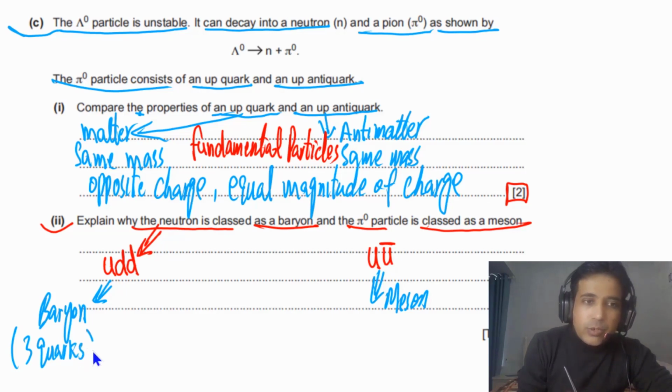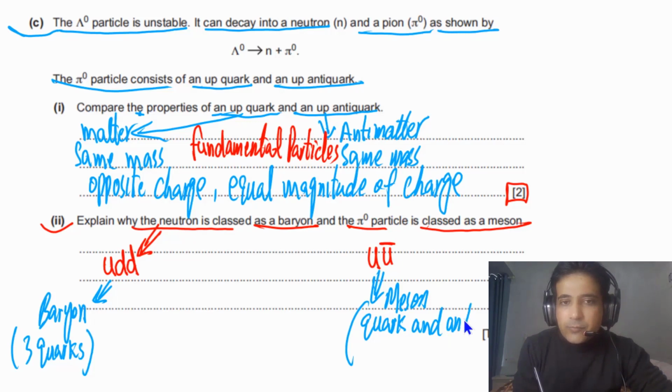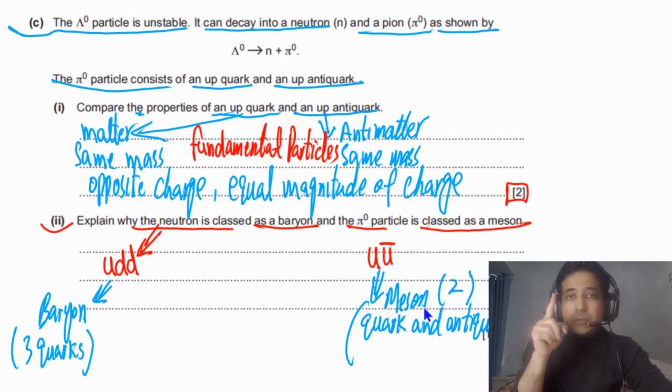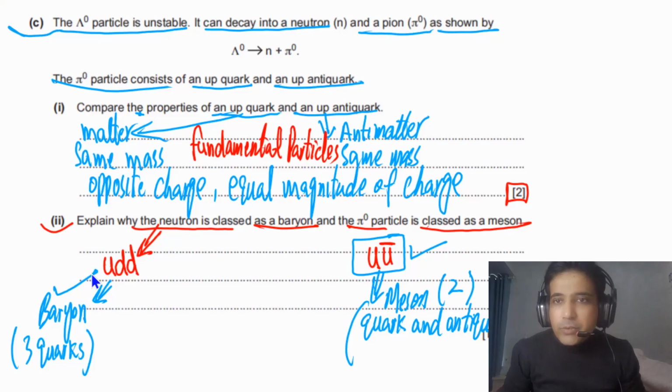Meson consists of quark and anti-quark. I mean it consists of 2 particles, one quark and one anti-quark. So this one is meson because meson consists of 2 quarks, while this one consists of 3. Pion consists of one quark and one anti-quark. So this one is meson and this one is baryon. This is what we need to say. If you write down these points, you will get 4 marks for part C.